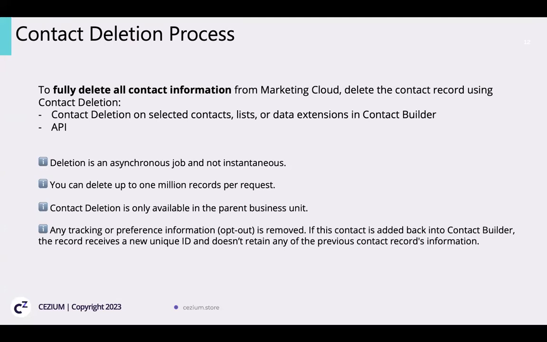You will be limited to 1 million records per request. You can do that only from the parent business unit. If you have a multi-business unit environment, you'll have to do it from the parent business unit. And the tracking and preference information is removed. If the contact is added back into Contact Builder, he'll have a new ID, and you won't be able to link the previous data to the contact.